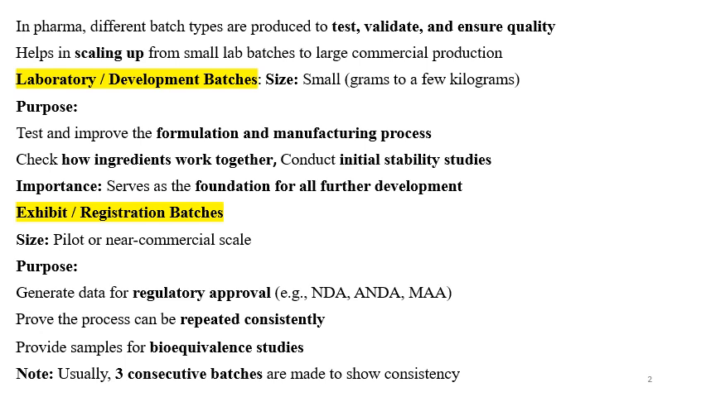Different batches are prepared or manufactured and tested. The batch types are produced to test, validate, and ensure the quality of the pharmaceutical product. And this activity helps to scale up or to scale the batches from small lab scale batches to the large manufacturing scale production batches. So there are batches like laboratory batches, R&D batches we can say, or development batches or prototype development batches for feasibility study.